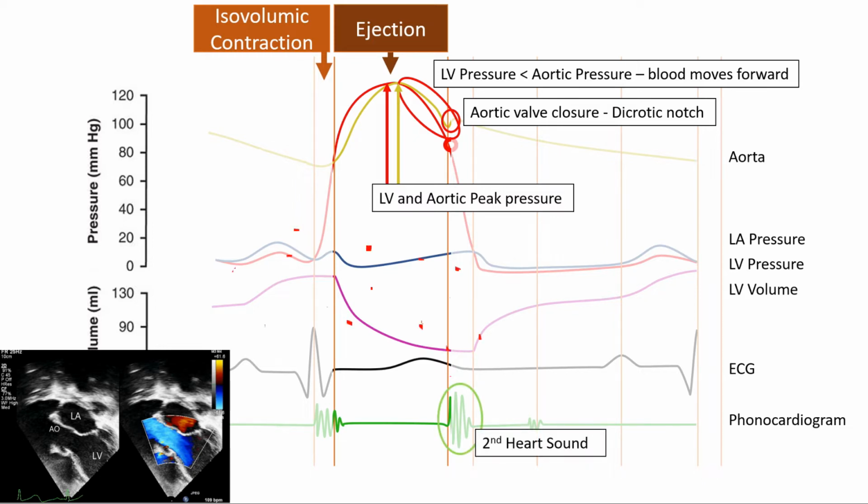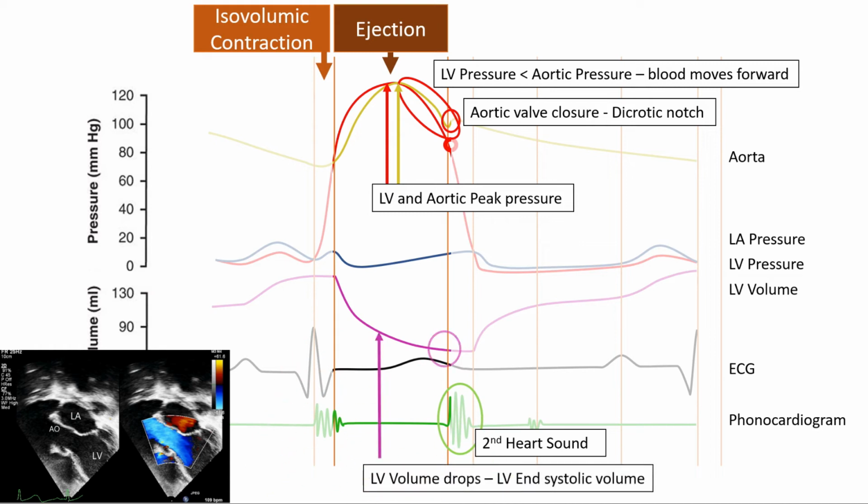Now we will concentrate on left ventricular volume and see what happens to it during this period of ejection. During this period, left ventricular volume gradually drops as blood gets ejected from the left ventricle to the aorta. At the end of ejection, it reaches its lowest point, which is called end systolic volume.